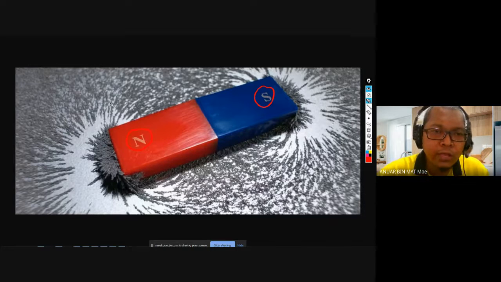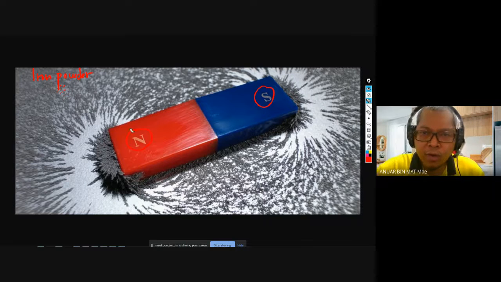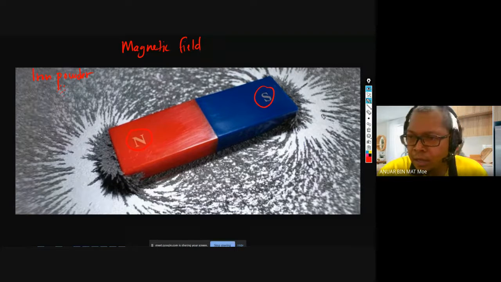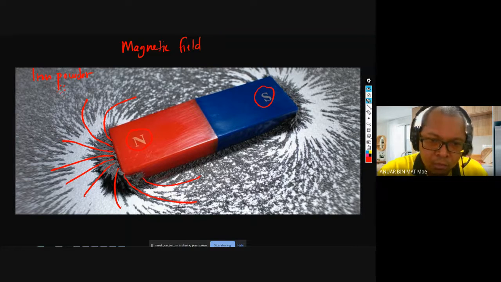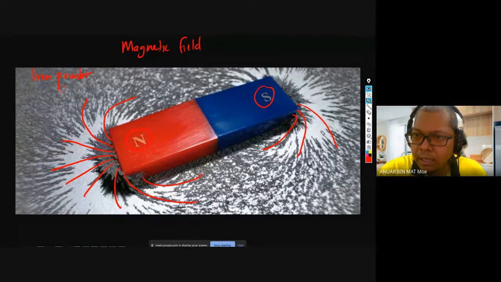When you spread the iron filling, this is iron. The black powder here is what we call iron filling or iron powder. When you spread the iron powder near the magnet, the iron powder will be attracted to the magnet, and it will create what we call the magnetic field. I will try to draw the magnetic field over here. The magnetic field is like this, according to the lining of the iron powder.